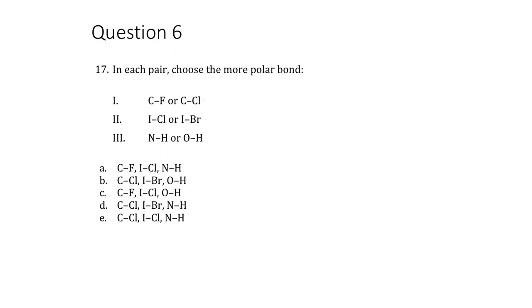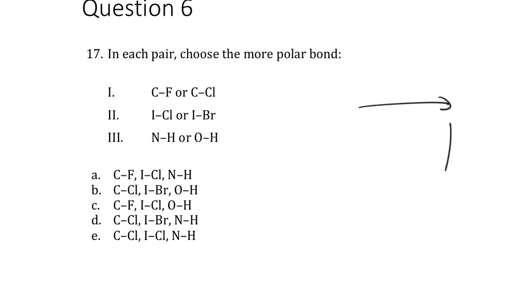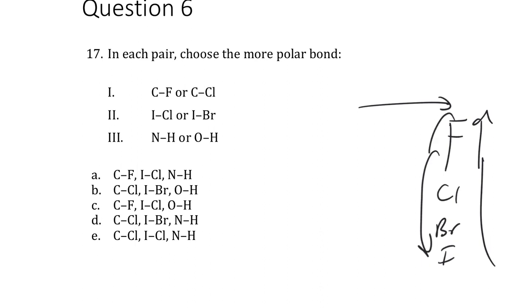Choose the more polar bond. Electronegativity is increasing towards F. So Cl, Br are dropping in electronegativity. This fluorine is the most electronegative. So electronegativity is increasing left to right, and then decreases top to bottom. So fluorine is the most electronegative.